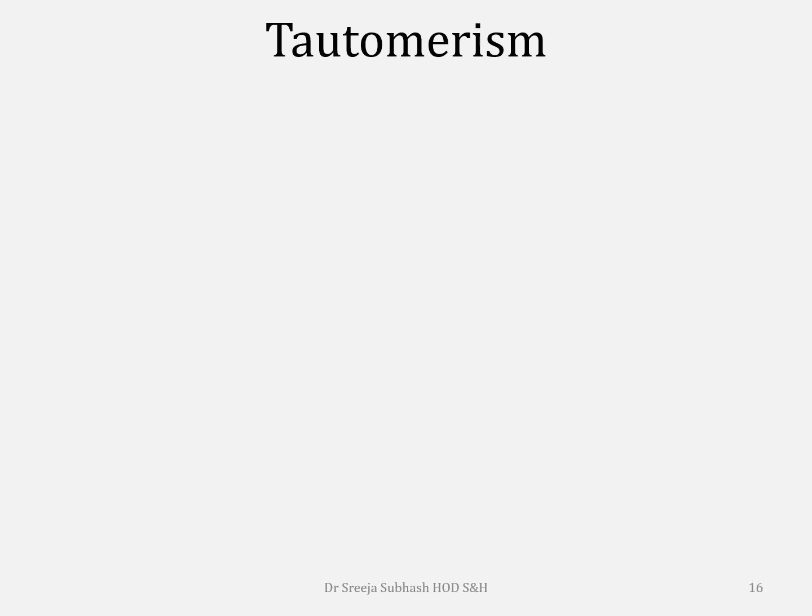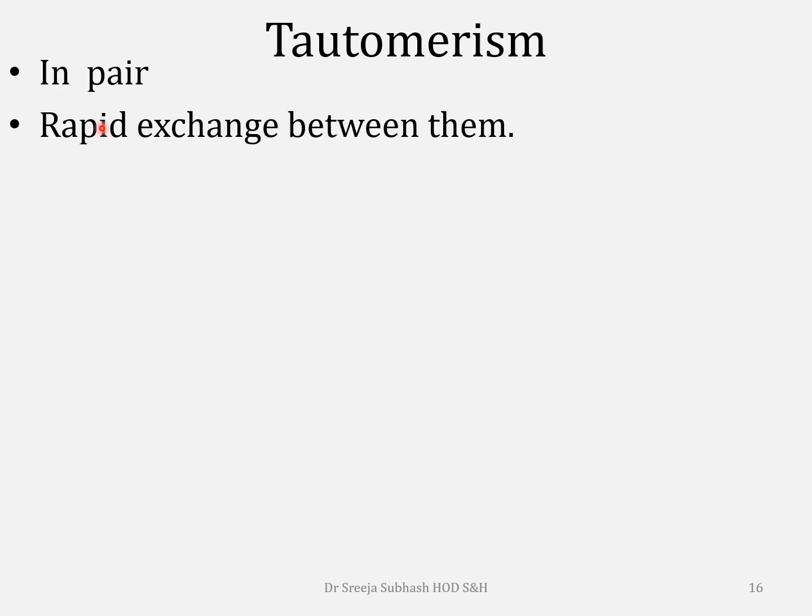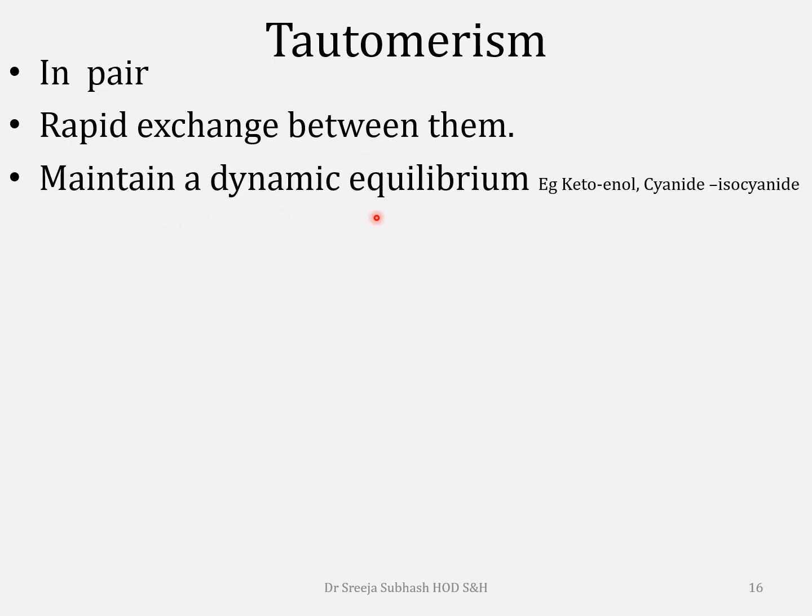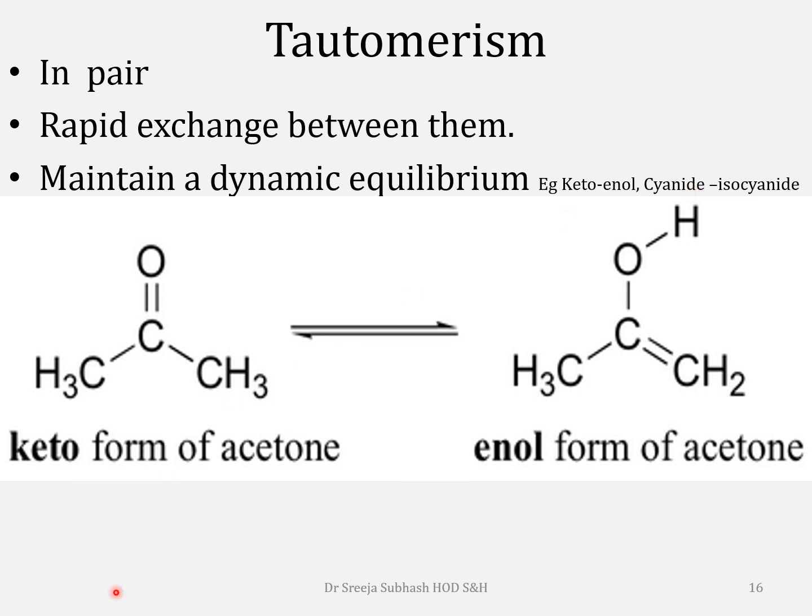Another type of structural isomerism is tautomerism. Here, the isomers exist in pairs, and there is rapid exchange happening between them, and also a dynamic equilibrium is established between the two. Popular examples are keto-enol tautomerism and cyanide-isocyanide tautomerism. We'll have a look at each one of them one by one. First of all, keto-enol isomerism.